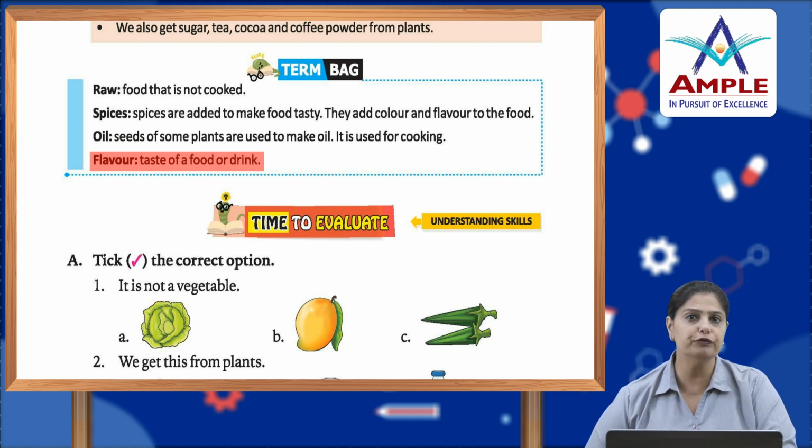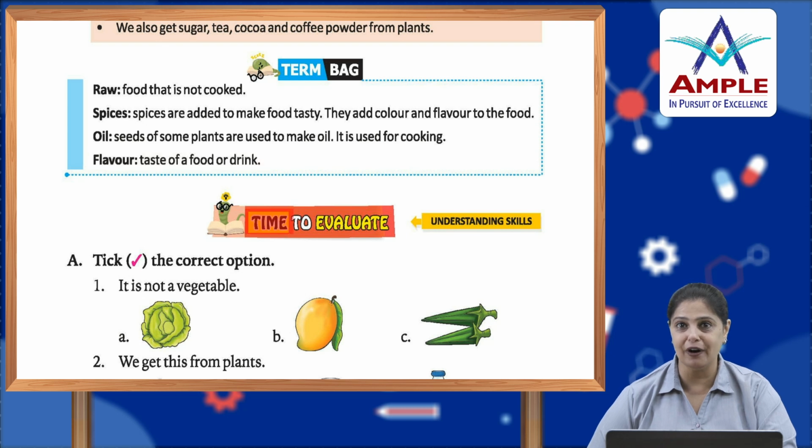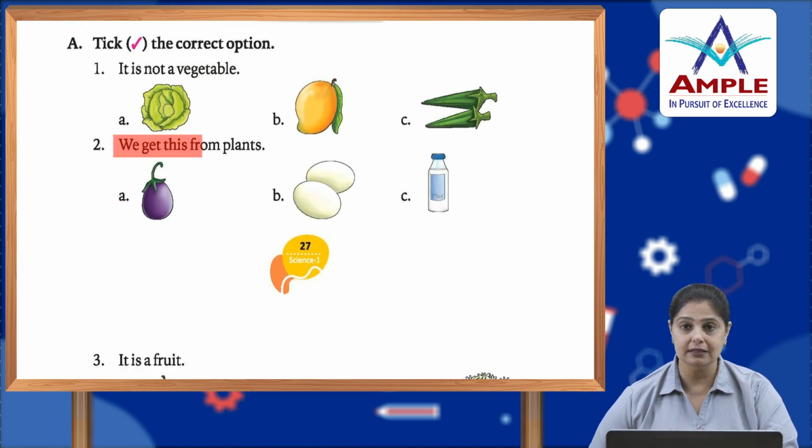Now, let's see how much you followed this chapter so far. It's time to evaluate you. First one, take the correct option. It is not a vegetable. In this you see the picture of a cabbage, mango and ladyfinger. Mango is not a vegetable, mango is a fruit. So, the answer is B. We get this from plants: brinjal, eggs or milk. We get brinjal from plants, so the answer is A.